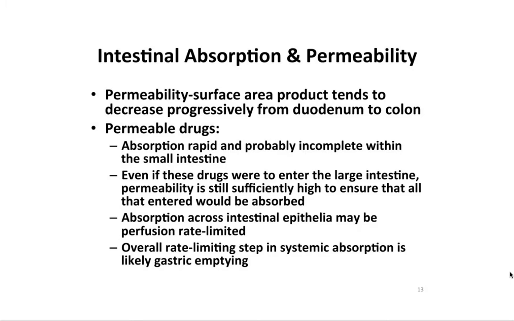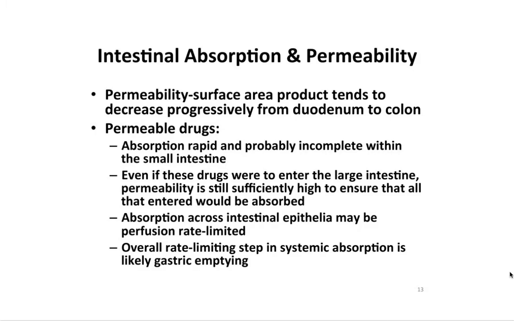The permeability surface area product, as I mentioned, progressively decreases from duodenum to colon, and this applies to drug molecules traversing the intestinal epithelium by non-carrier mediated processes, particularly through the transcellular permeation process, the transmembrane diffusion process, and also paracellular routes when drug solutions are placed in different parts of the intestine.